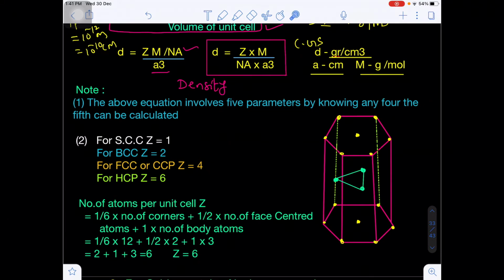Now here, what is Z? Z corresponds to the number of atoms per unit cell, the number of atoms present in one unit cell. So here there are different types of unit cells.